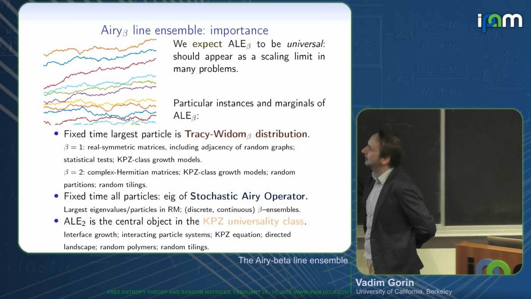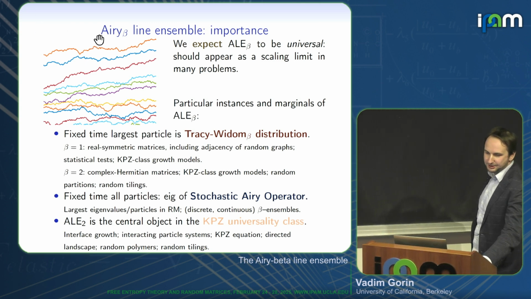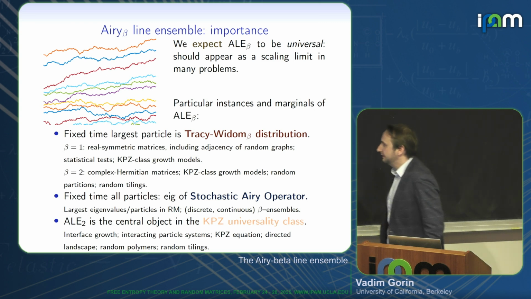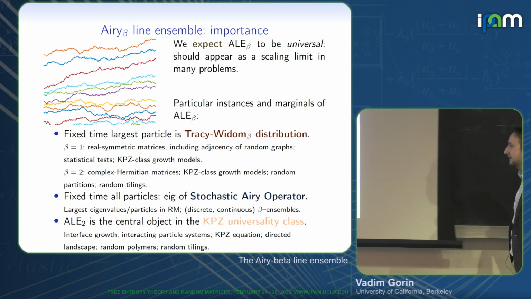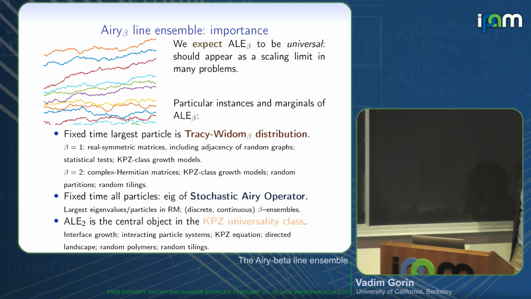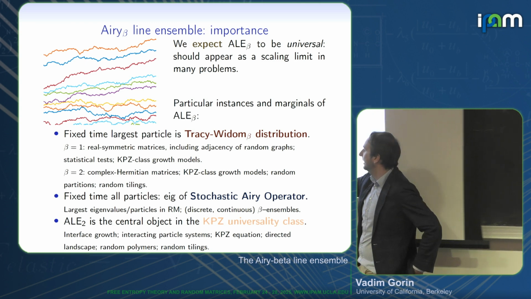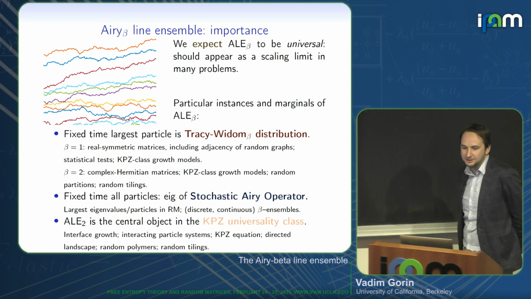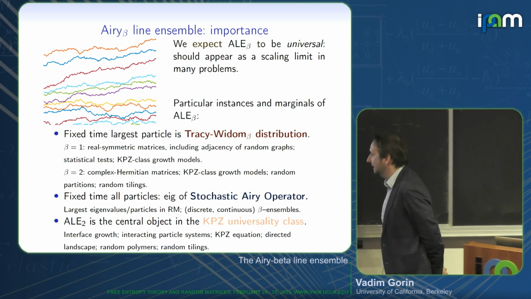If you look at a fixed time and all particles together, so you draw a vertical section on this picture, then it's known that these eigenvalues are given by the eigenvalues of an object called the stochastic Airy operator, which again appears as a scaling limit of several classes of probabilistic models. When beta is equal to 2, this Airy line ensemble is a central object in the KPZ universality class of interface growth and interacting particle systems. So again, it appears in many situations.